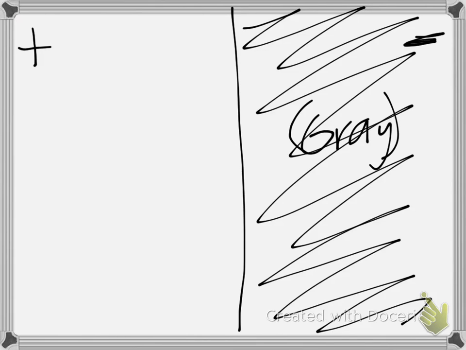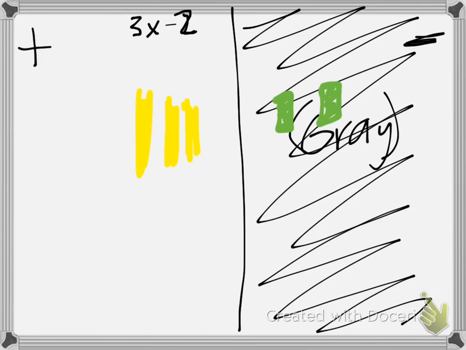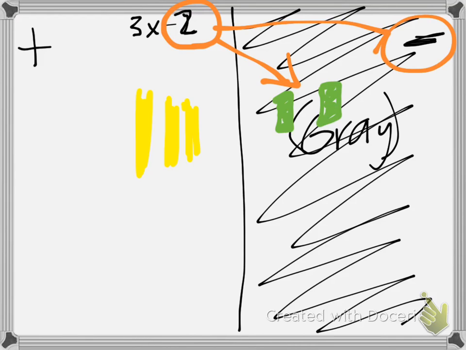So if I wanted to put 3x minus 2, I would say, okay, here's my 3x's, and these two are negative because they're on the negative side. Now, if that confuses you, don't worry. I'm going to show you a better one now.